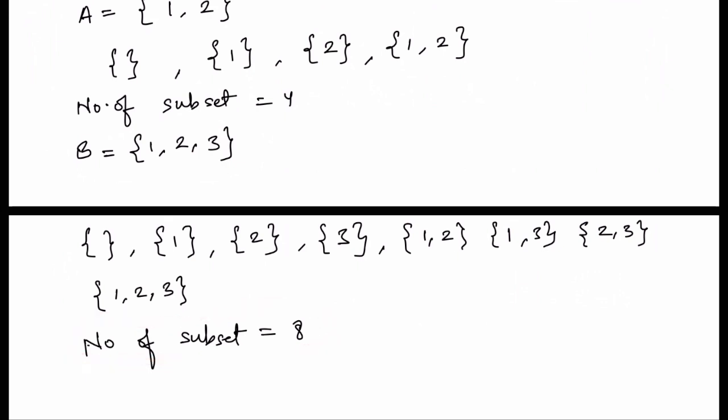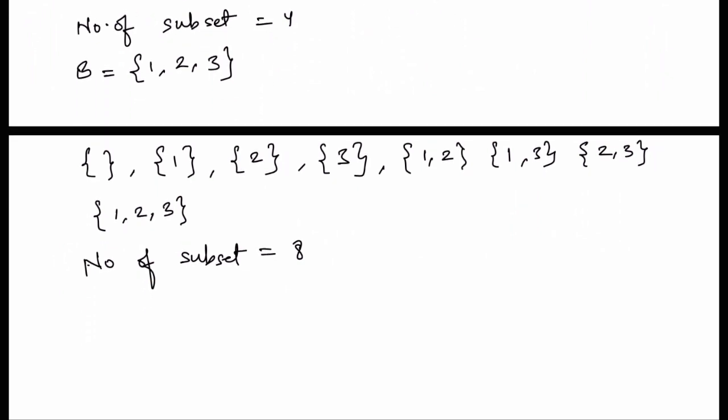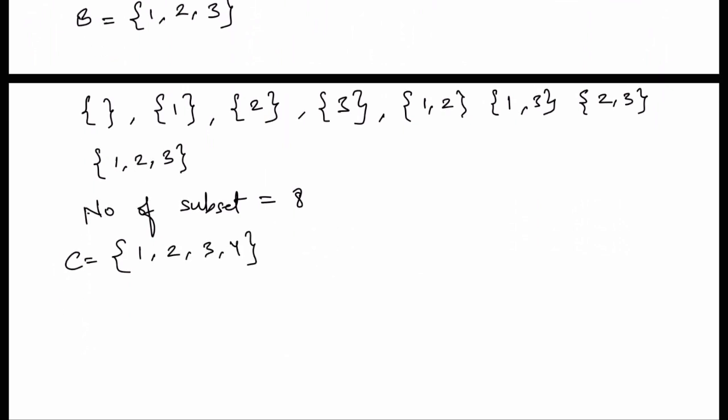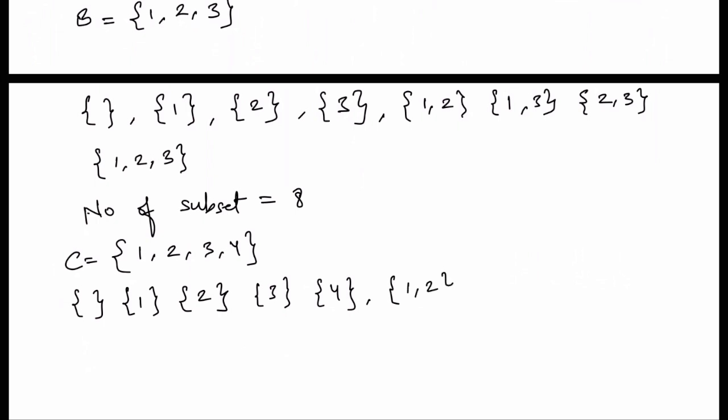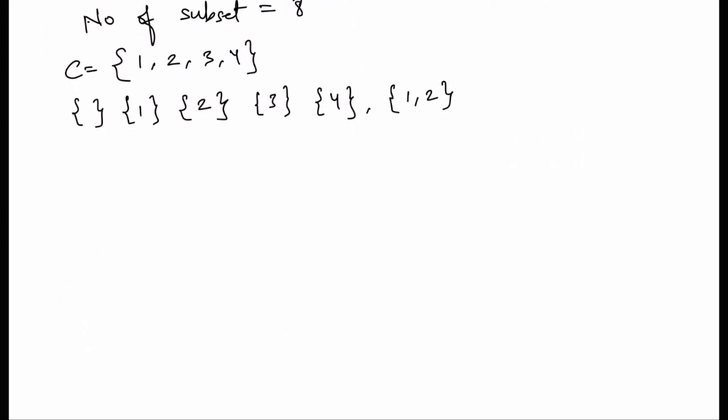Now we will move forward to another case where the set has 4 elements. Let's say 1, 2, 3, 4. Okay. Now null set, then sets with single elements, then sets with two elements. These are all possible subsets, okay? No more than this can be formed.